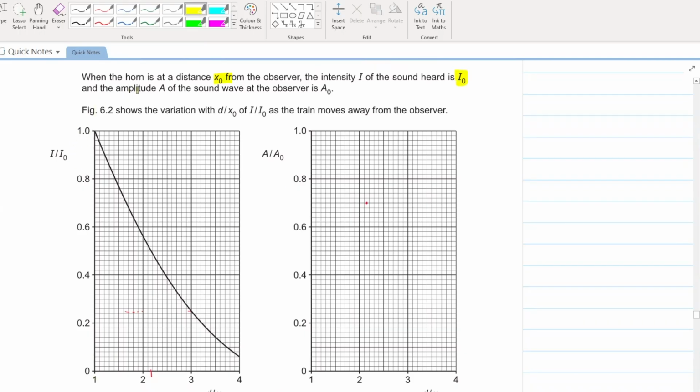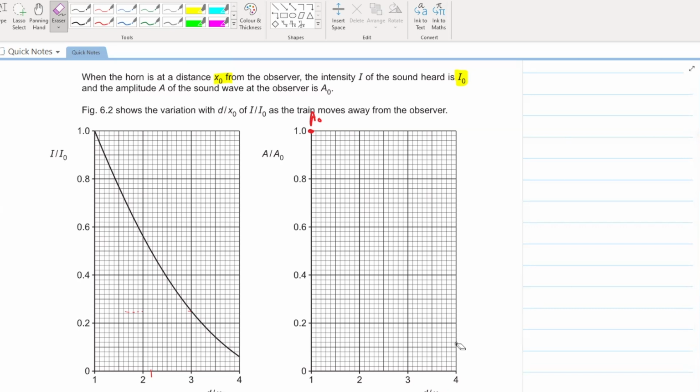Perfect. And the amplitude at this time is a naught. Figure 6.2 shows the variation with distance of intensity as the train moves away from the observer. As the train moves away from the observer, your intensity is decreasing. What will happen to your amplitude?